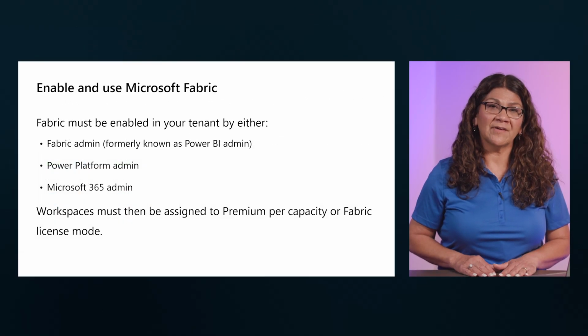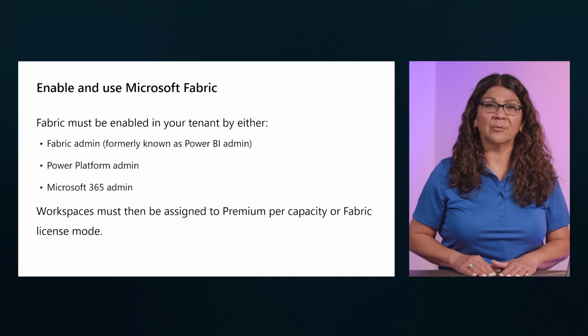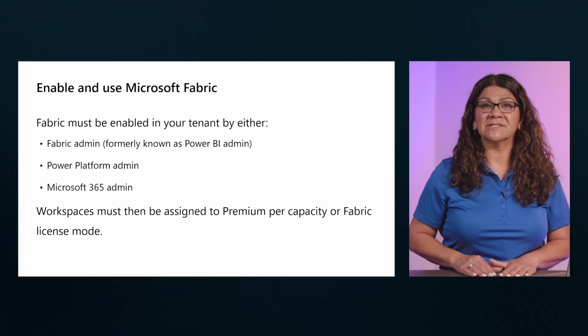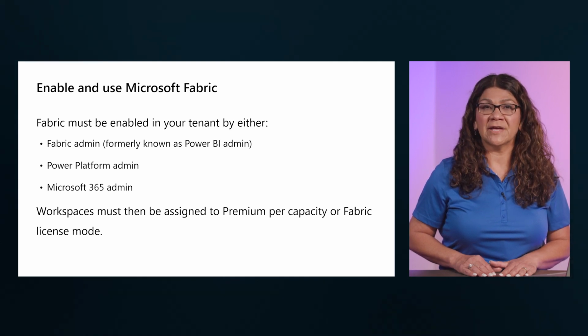To enable Microsoft Fabric, it must be turned on by a Fabric admin or a Power Platform admin or a Microsoft 365 admin at the tenant level. To use Microsoft Fabric, you must have a workspace that has been assigned either a premium capacity or a Fabric license.